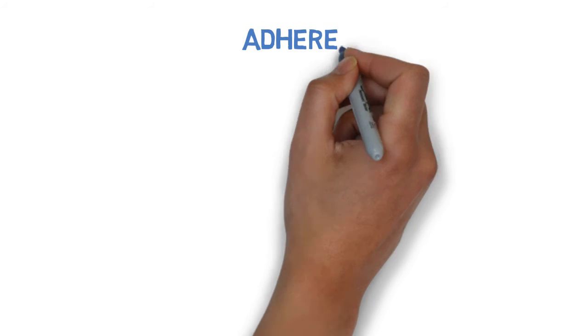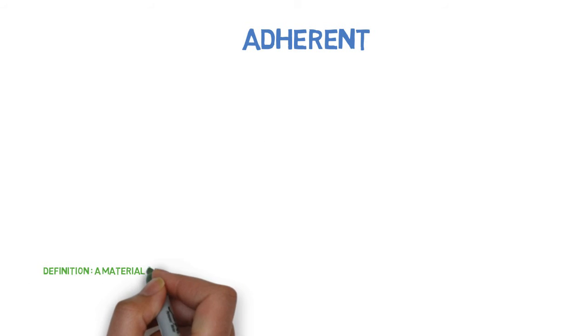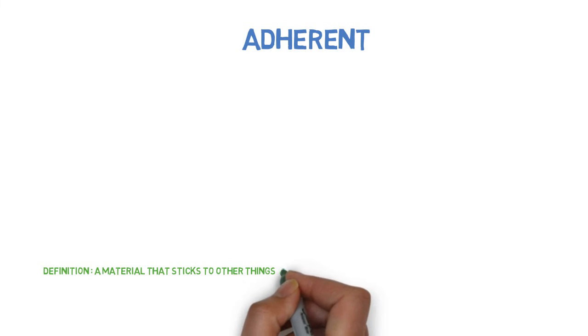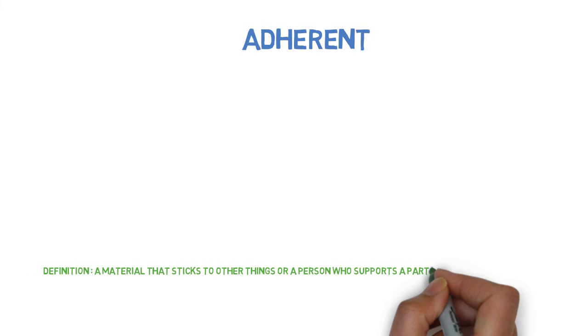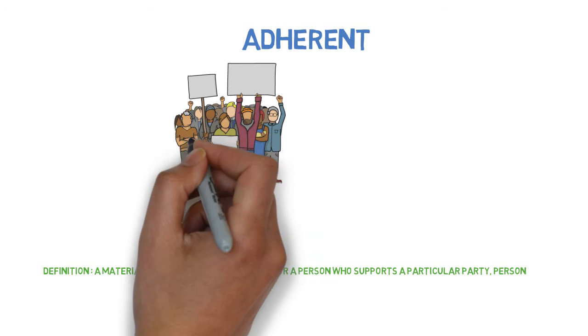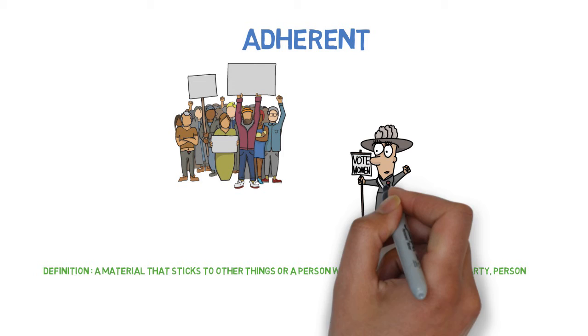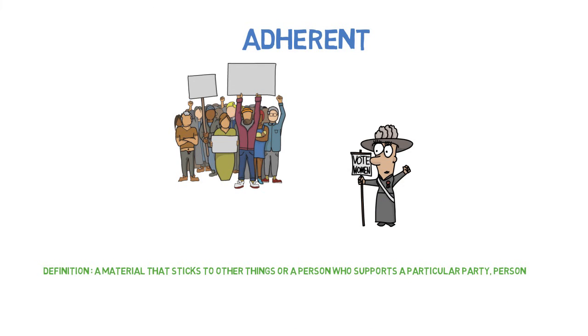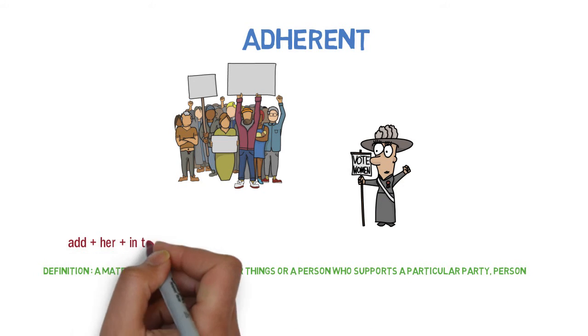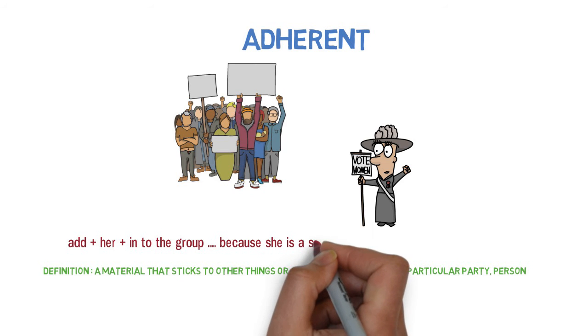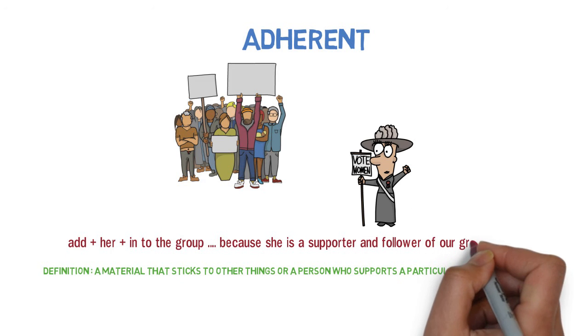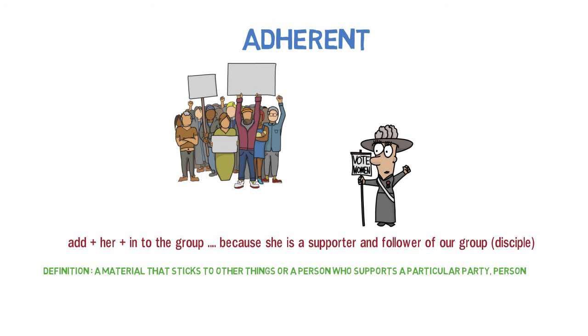Now adherent. Definition of adherent is a material that sticks to other things or a person who supports a particular party or person. Okay, here you can see that there are many people who are protesting and there is a single girl who is also protesting, and from this story we can relate a mnemonic which is add plus her plus in to the group, because she is a supporter and follower of our group. Okay, so the crowd is saying she is protesting alone, why can't she join us and protest along with us?